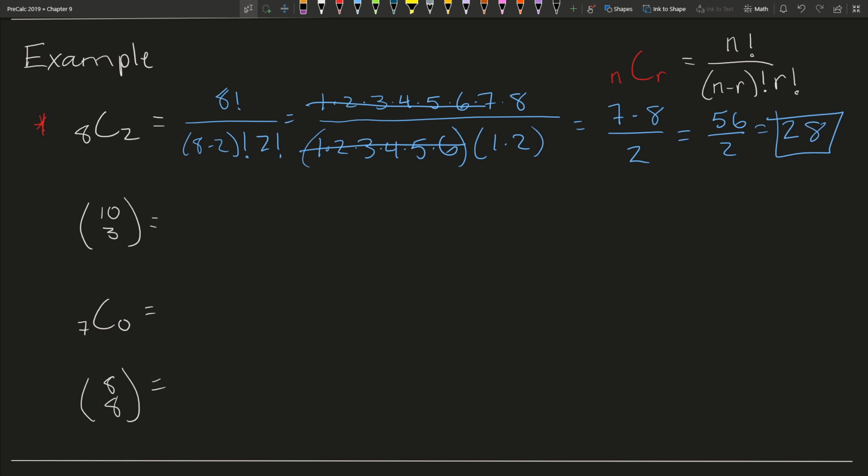All right, another way that this can be written is in shorthand notation, and that looks like 10-3. And what that really means is 10 choose 3. And again, we can use our equation from above to get 10 factorial over 10 minus 3 factorial times 3 factorial.